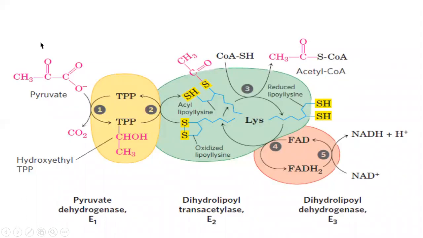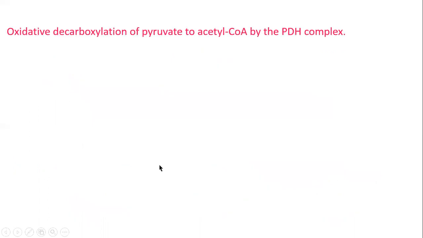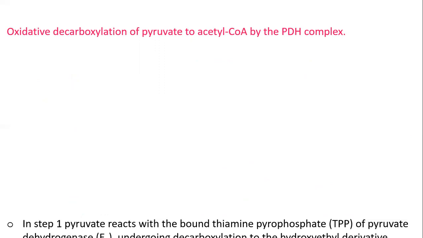So this is the summary of the previous slide, the same one. By this enzyme complex, with the help of E1, E2, E3, and TPP, lipoate, then CoA, FAD, and NADH, this pyruvate is converted into acetyl CoA. Here we want to see the same thing I have written in words.